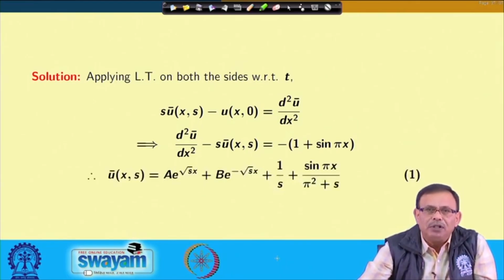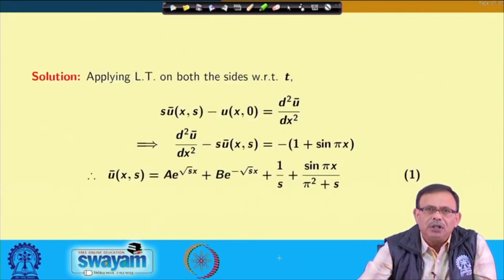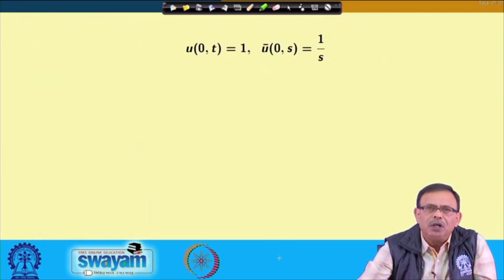The solution of the differential equation is given by equation 1, which has basically two parts, the CF and the PI part. The first two terms, a e to the power root s x plus b e to the power minus root s x, are the CF part, and the PI part is 1 by s plus sin(pi x) by pi square plus s. Once you obtain this, I have to find out the values of the constants a and b. For that I am using two conditions.